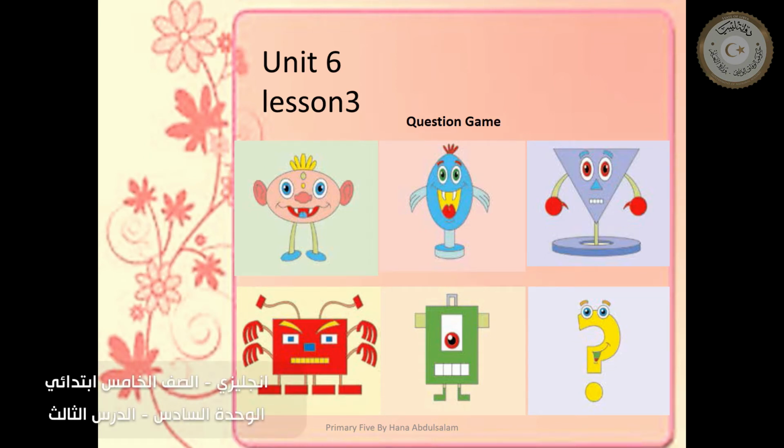Okay, what can you see in front of you? We have six monsters with different shapes. Can you see the first one? It's a triangle. Here we have a circle. Here we have a rectangle. Different colors: red, green, purple, and here we have blue, and here it's yellow.